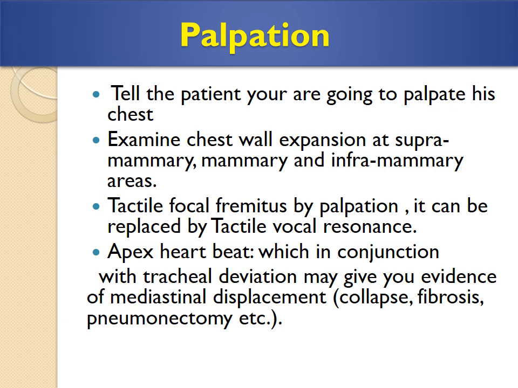So it is very important to check if this patient has the apex at the left side or the right side. Also, maybe the apex is on the left side but inside the left mid-clavicular line. It indicates maybe fibrosis or collapse, or this patient has pneumonectomy. So in palpation you have to palpate chest expansion and also palpate the apex of the heart. No need to do tactile vocal fremitus by palpation because it is replaced by tactile vocal resonance.